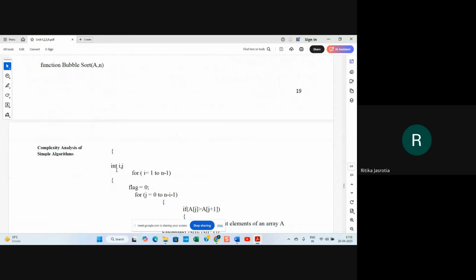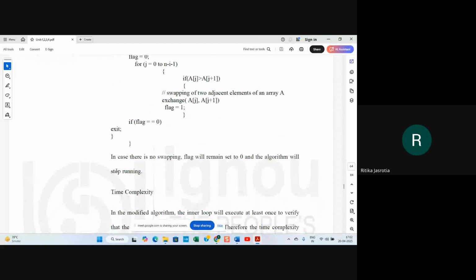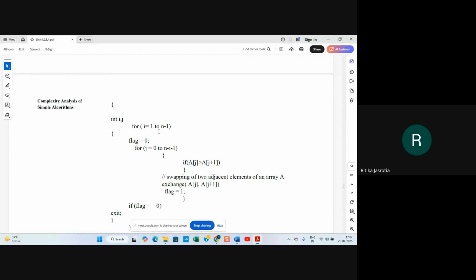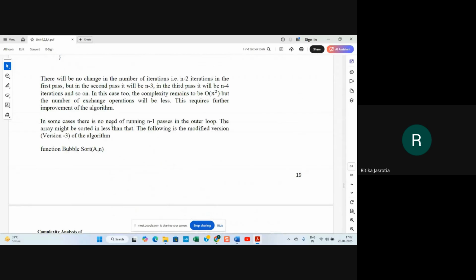So they have again modified this algorithm. In some cases there is no need of running n minus 1 passes in the outer loop. The array might be sorted in less than that. The following is the modified version. They are saying i is equal to 1 to n minus 1 and j is equal to 0 to n minus i minus 1.